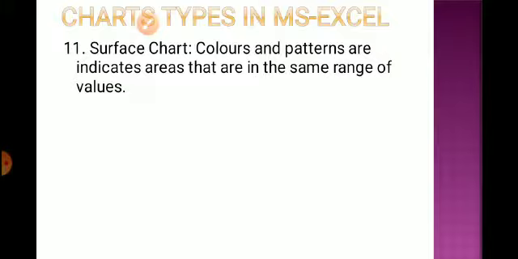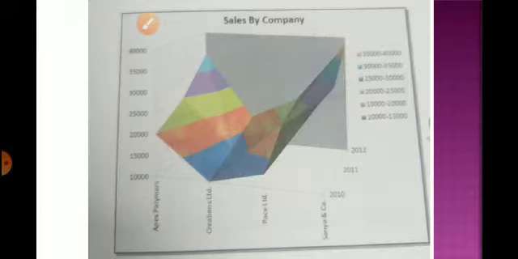The next one is surface chart. It is useful when you want to find optimum combinations between two sets of data. As in a topographic map, colors and patterns indicate areas that are in the same range of values.